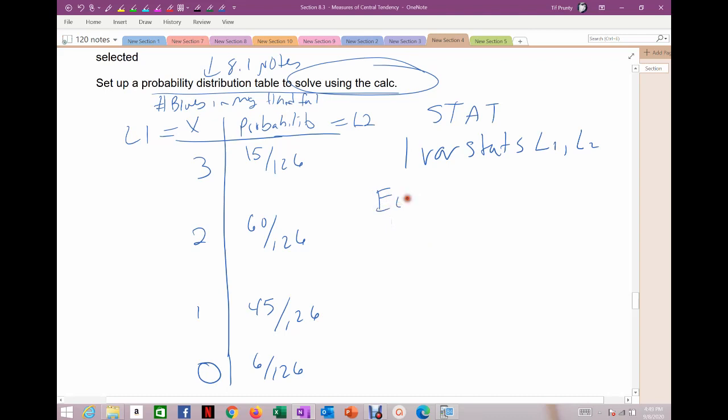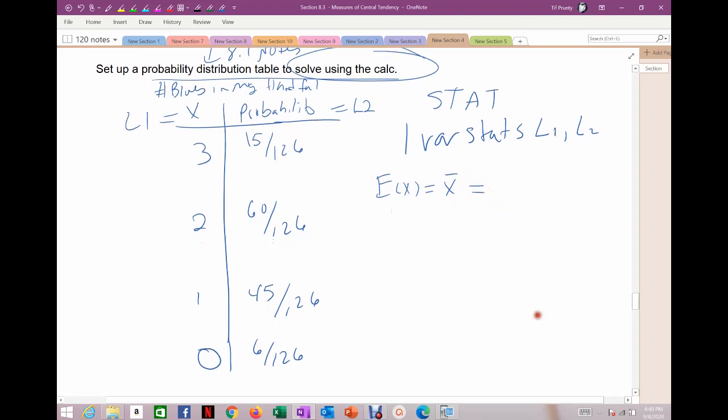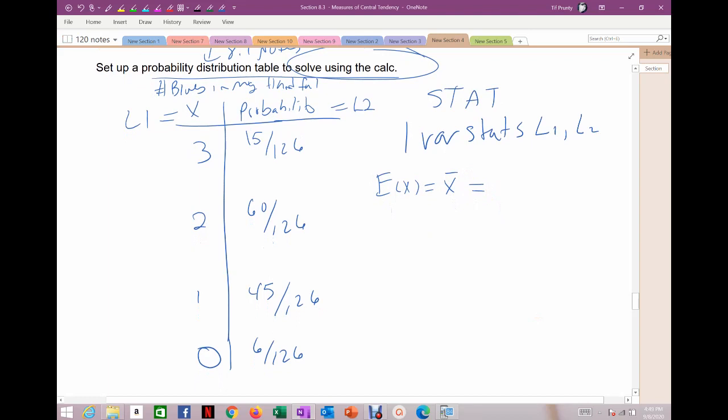Our expected value is our expected mean. Now in the calculator, it comes out x bar. I'm going to let you type in your own this time since I've done it a few times on the calculator. So if you type it out, list 1, make sure you're careful, type the fractions in exactly. Take 15 divided by 126, 60 divided by 126, and so on. It comes out to 1.6 repeating, and so I'm just going to round a couple decimal places. 1.67 would be the expected value.